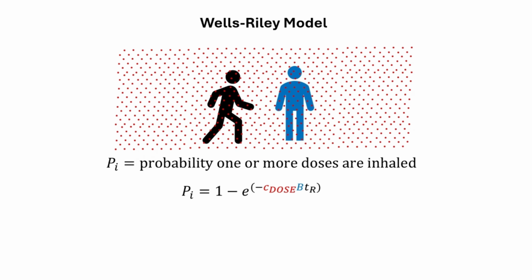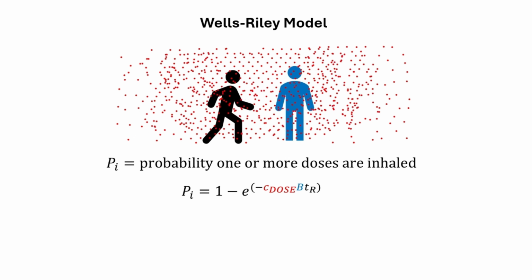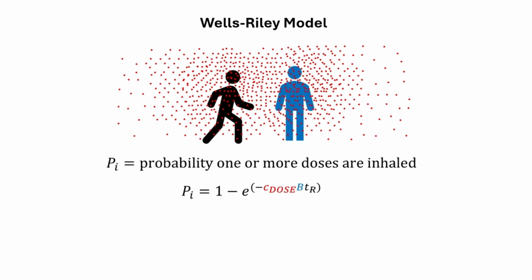Location, for example. The Wells-Riley model assumes that the room is well mixed. The basic version of the model assumes that the concentration of the infectious dose doesn't change with location. This, of course, is not accurate.